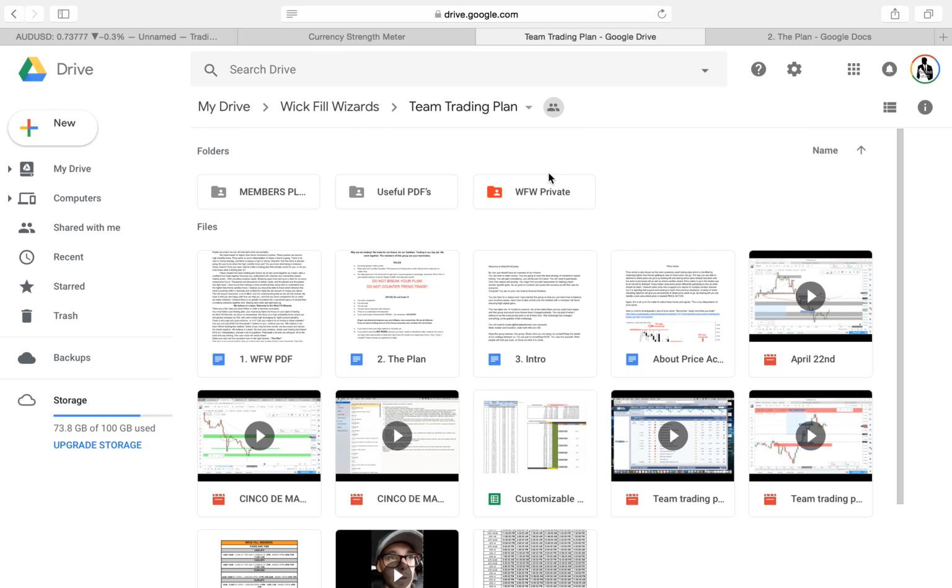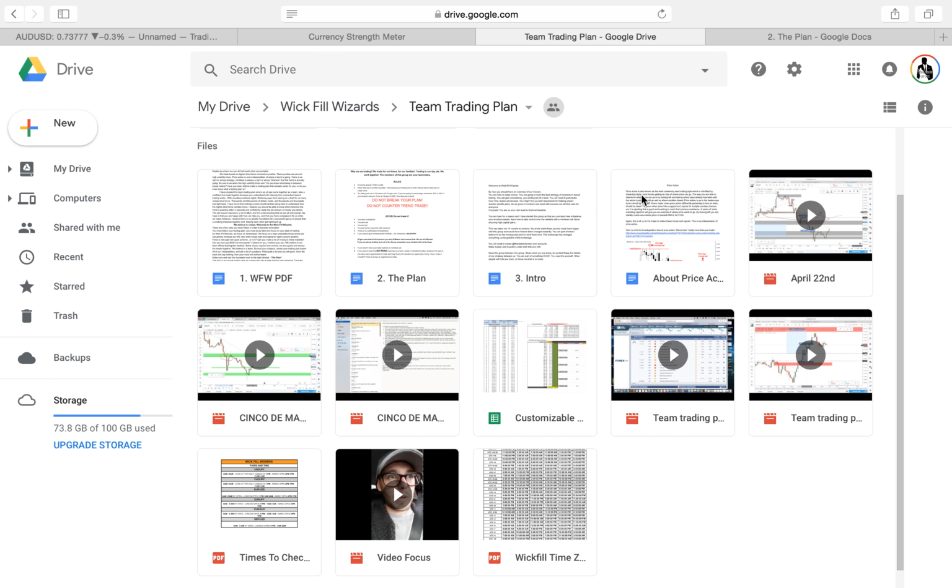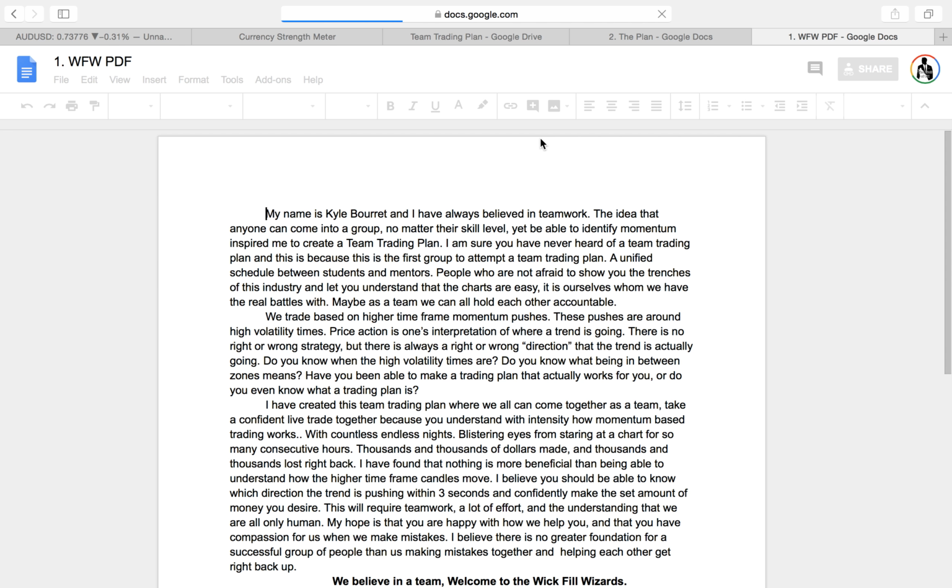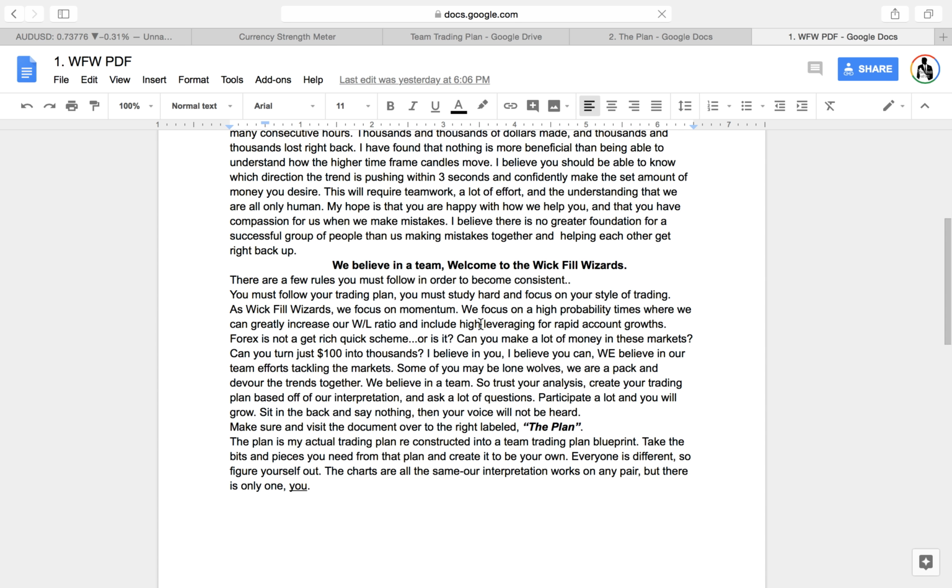And a team trading plan to follow. Just pretty much almost anything you need. You don't really need anything else. I mean, I'm not some crazy guru, but you don't really need anything else when you've got a team trading plan and everybody's trading.